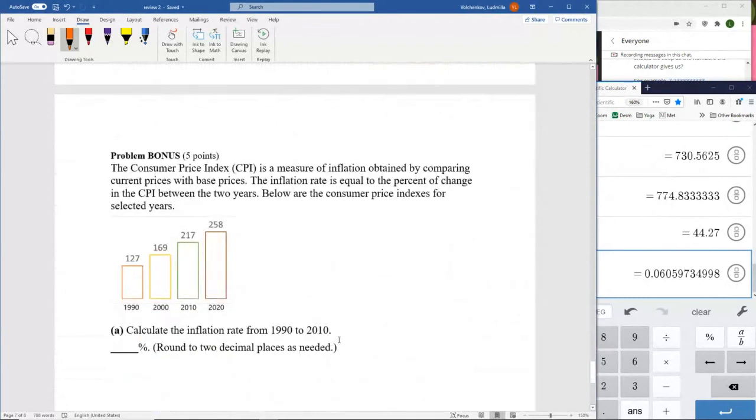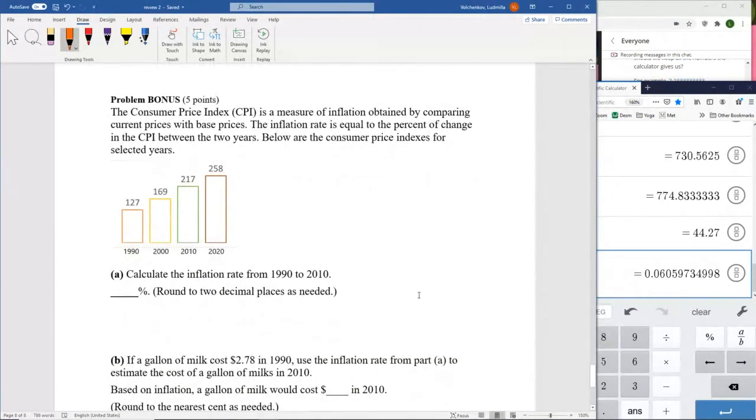Okay, and I forgot to add to the email yesterday, so there will be one short question for 5 points with the consumer price index. The consumer price index is a measure of inflation obtained by comparing current prices with base prices. So the inflation rate. Also, if you already made the review assignment, I have changed the question there because the first one was too short. In the review assignment, I have added another option for this question.